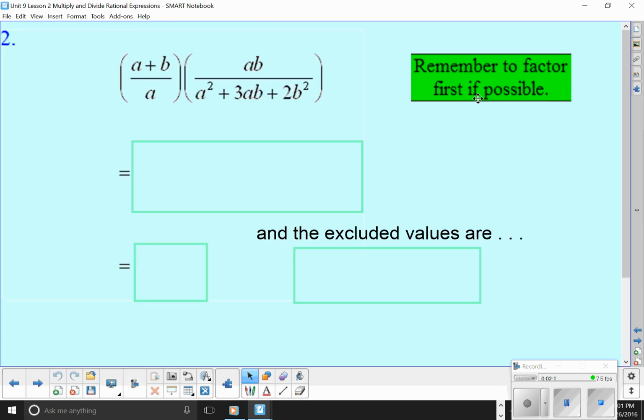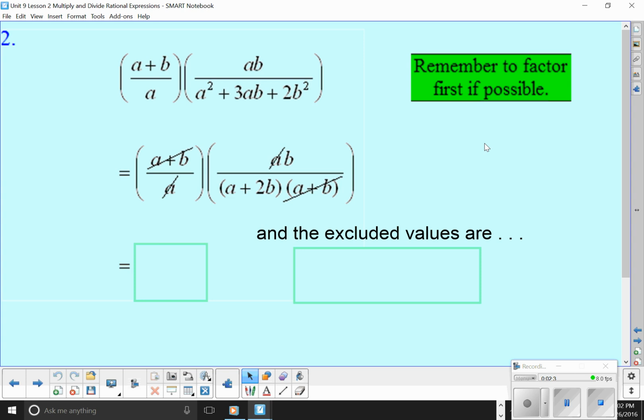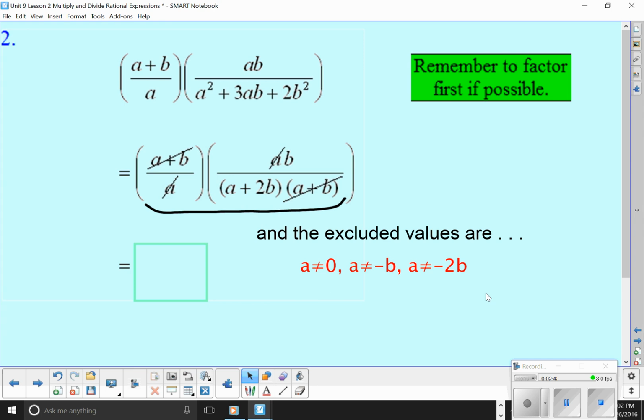Remember to factor first if possible. So here I have a plus b over a times ab over a squared plus 3ab plus 2b squared. Let's factor this denominator. Here I factored it. Now, before I just write down my answer, I do need to look at the denominator here and say that a cannot be 0, a cannot be equal to b or negative b, and a cannot equal negative 2b. Those are the three things. And then here's my answer.